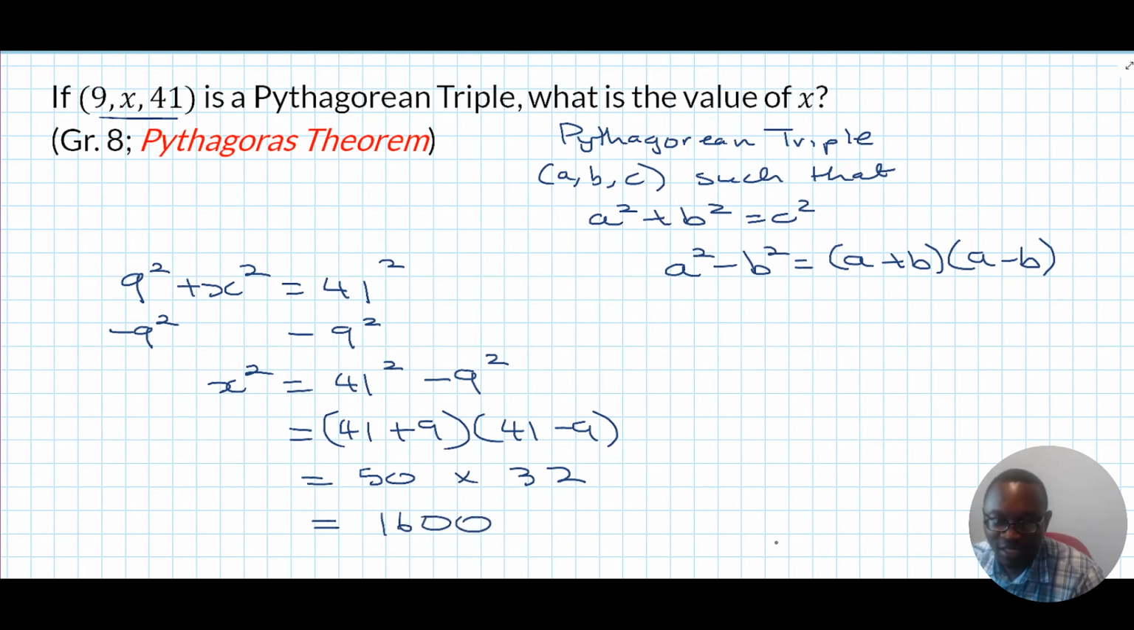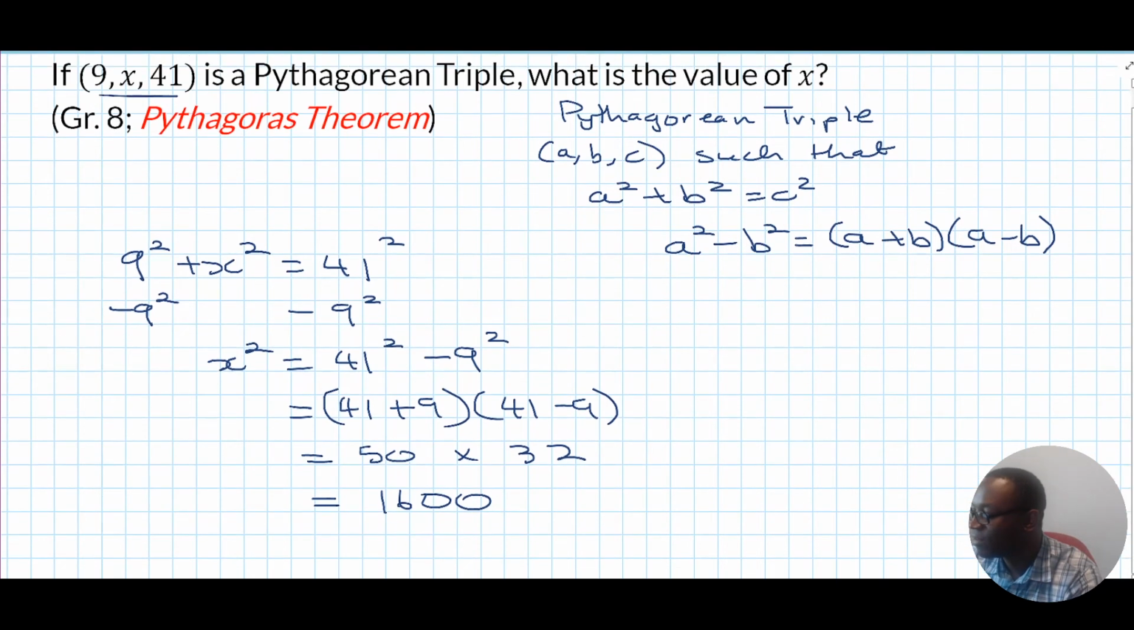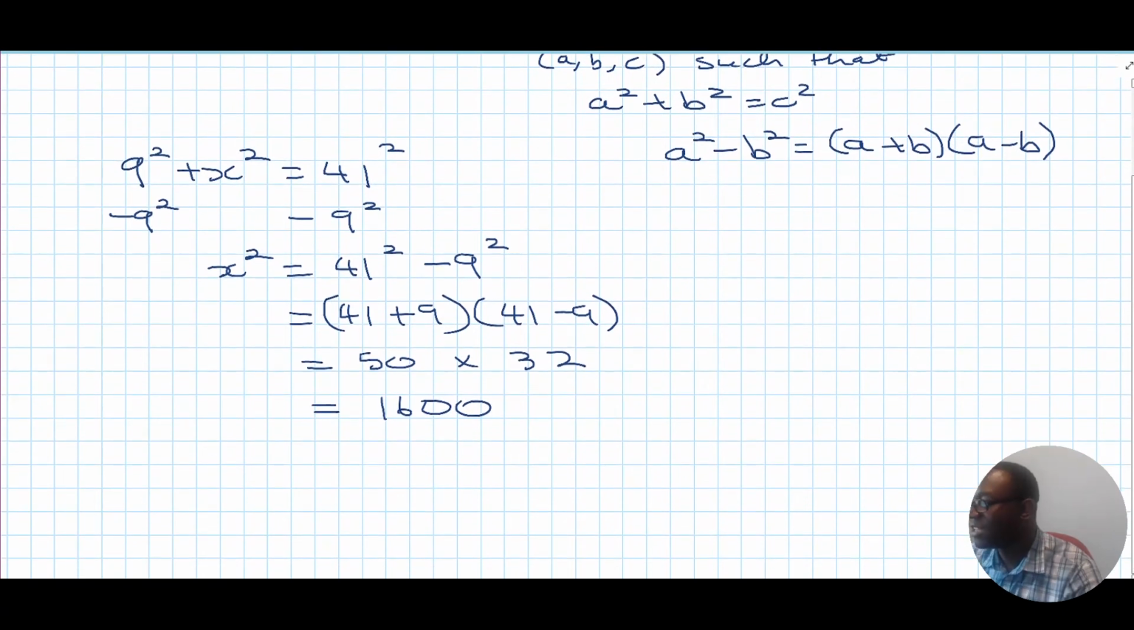I hope you all have seen this method before. It's a method that allows you to save time whenever you're doing math. I always try to find the time-saving methods. So if this is a new method, feel free to use it. It will save you a lot of time on your tests. So therefore, x squared is equal to 1600.